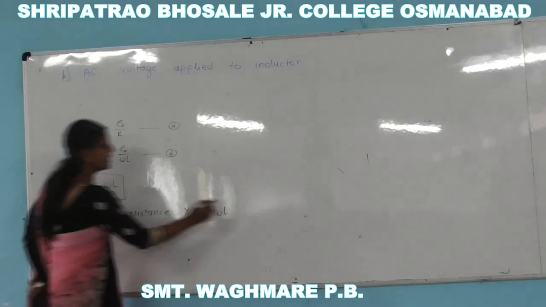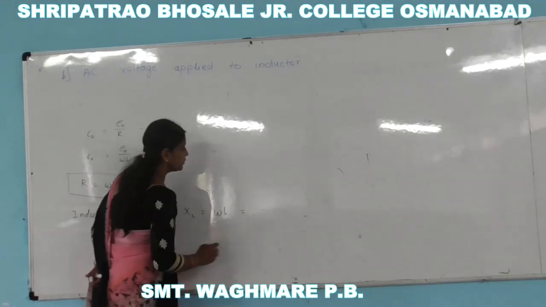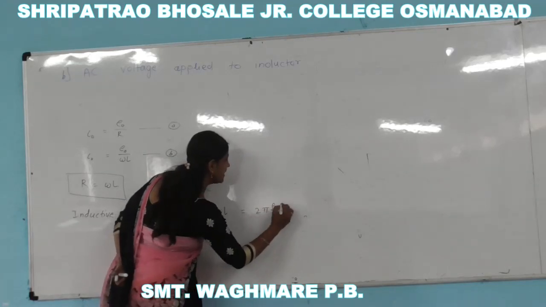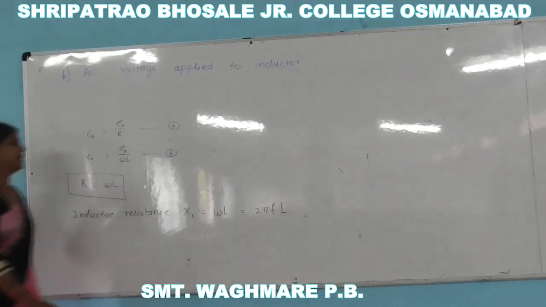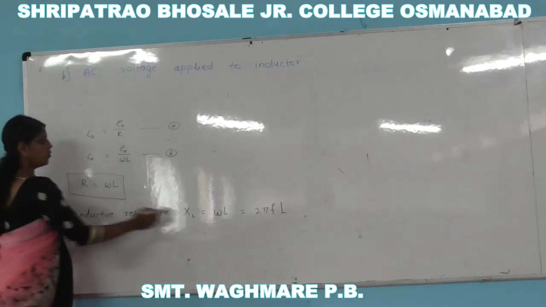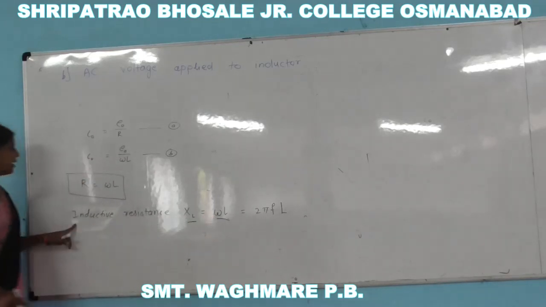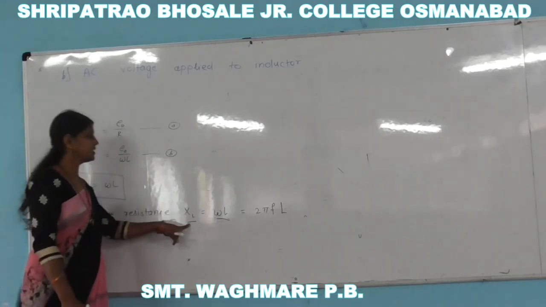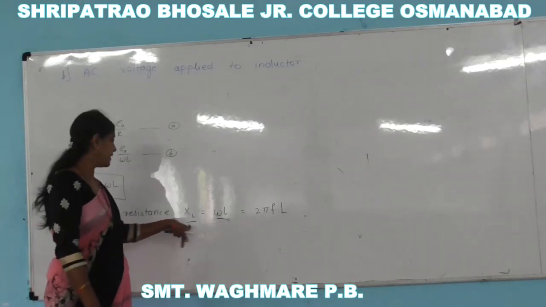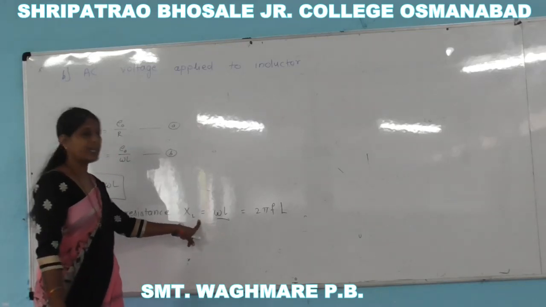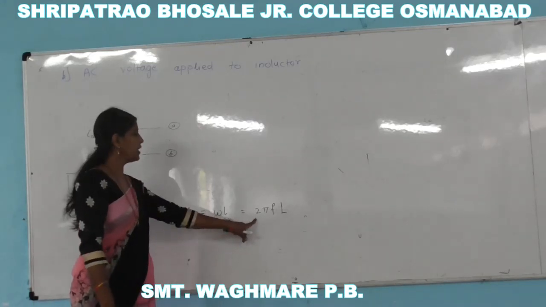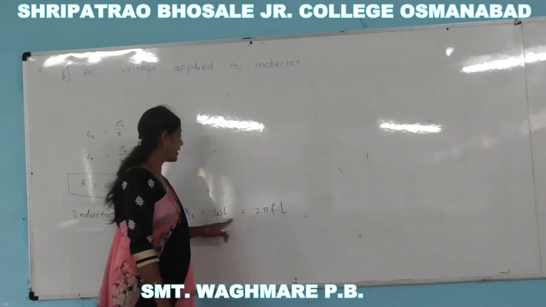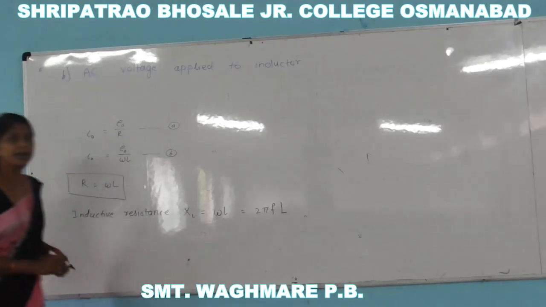Also we can write omega is equal to 2 pi f. Therefore we can write 2 pi f into L. This omega L represents the inductive resistance. Therefore this inductive resistance is indicated by XL, and XL is equal to omega into L, where omega is equal to 2 pi f, and therefore 2 pi f into L.